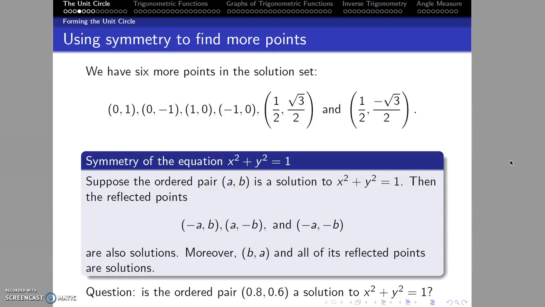So I want to end with this question, and then we'll see you in the next video. Is the ordered pair 0.8, 0.6, which is 4/5, 3/5, is that a solution? Is that a point on our unit circle? Is that a solution to x squared plus y squared equals 1? So you go ahead and answer that, and I'll see you in the next video.